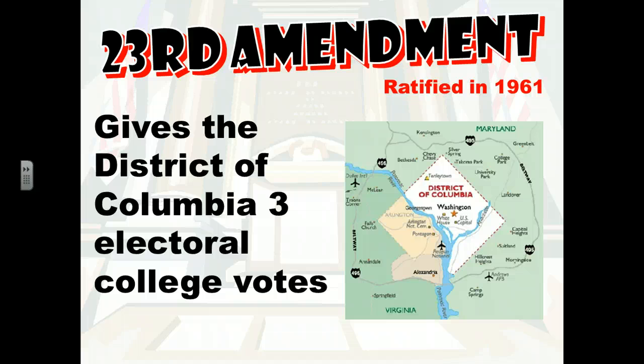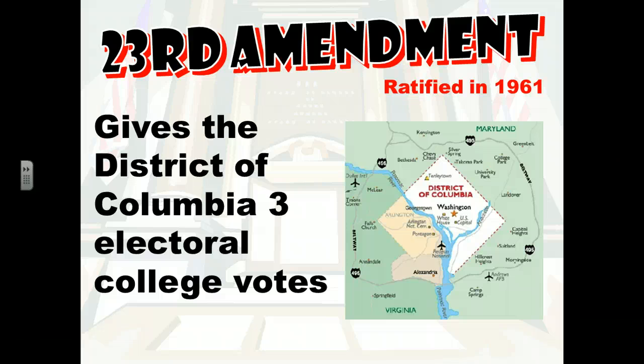The 23rd Amendment is ratified in 1961, and this gives the District of Columbia 3 electoral college votes. We talked about this with the Electoral College, but up until 1961, you could live in our nation's capital and still not have a vote for President of the United States. So pretty incredible. They changed this. The District of Columbia is not a state. They did not make it a state or anything.